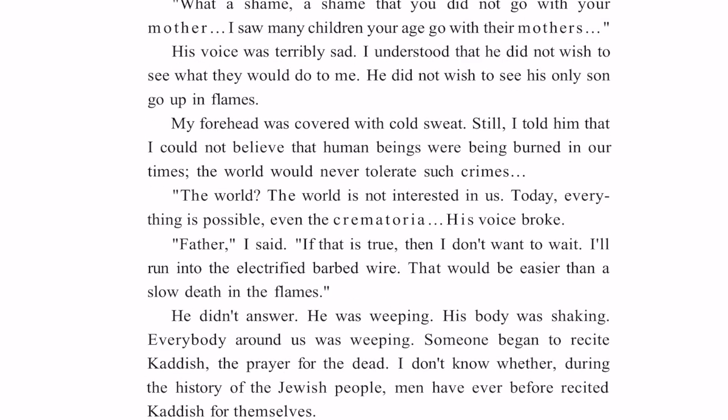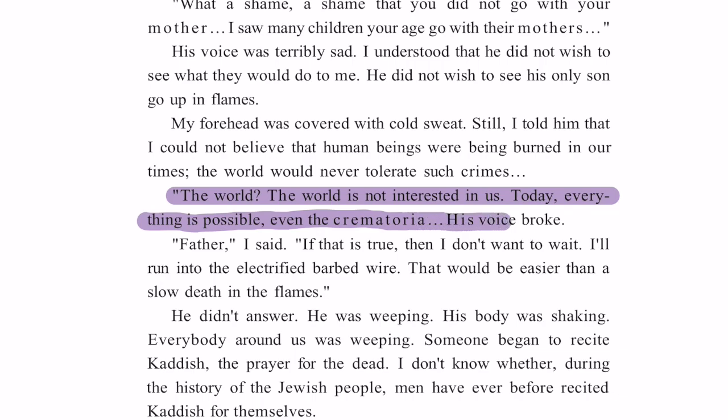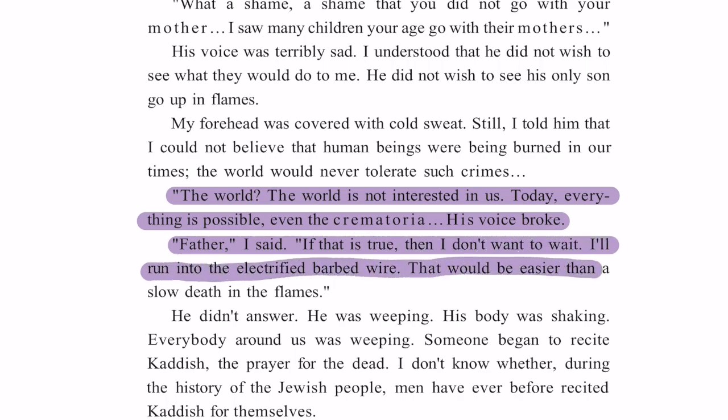Let's actually look at what the father says first. He says, "The world is not interested in us. Today, everything is possible. Even the crematoria." His voice broke. Eli's a 12-year-old boy experiencing this, and look what his response is. "Father, if that is true, then I don't want to wait. I'll run into the electrified barbed wire. That would be easier than a slow death in the flames."